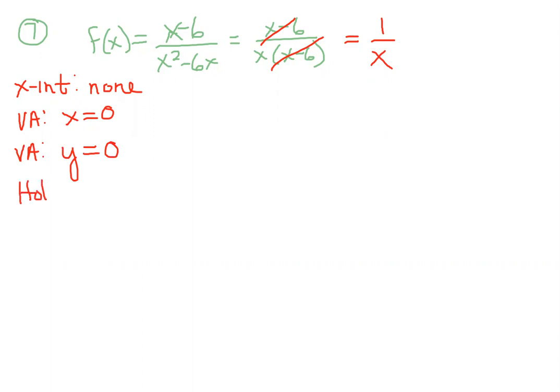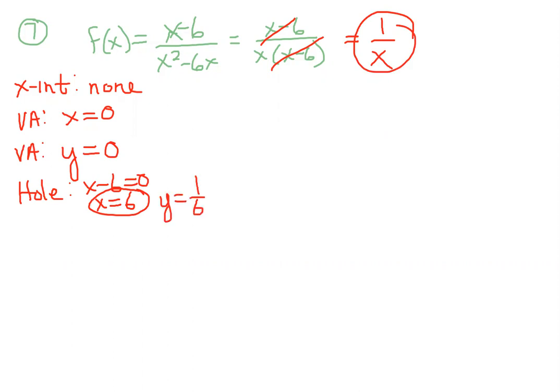And now the hole. The hole is what we crossed off. So that's going to be x minus 6 equals 0, or x equals 6. There's our x coordinate. We're going to put that into our simplified, and we get y equals 1 over 6. So our hole is the point (6, 1/6).